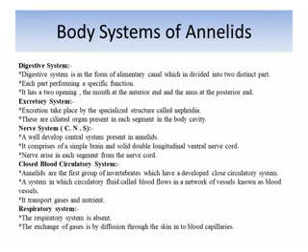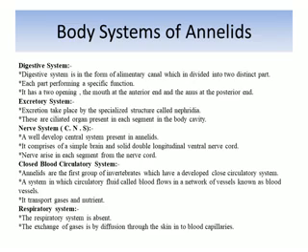Excretory system. In annelids, waste is excreted through specialized structures called nephridia. These are ciliated organs present in each segment of the body of annelids. Nervous system. A well-developed central nervous system is present in Annelida. It comprises a simple brain and a solid double longitudinal ventral nerve cord. Nerves arise in each segment from the nerve cord.